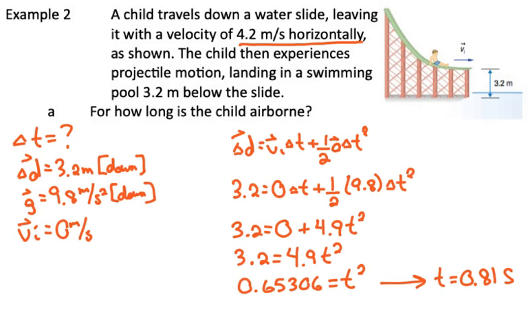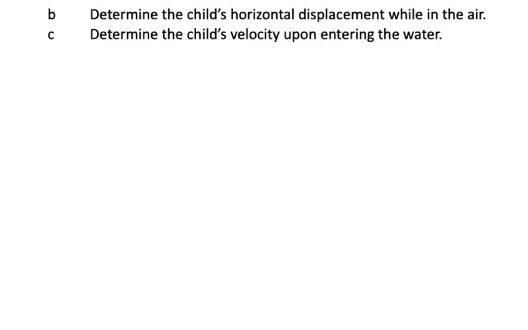Moving on to question B, the child's horizontal displacement while in the air. This relies on the fact that the child's horizontal speed will be a constant 4.2 meters per second in the horizontal direction. Yes, the child will be accelerating and its vertical speed will be increasing, but horizontally it will still be 4.2 meters per second. We just found the amount of time the child is in the air, 0.81 seconds. And we're trying to find the horizontal displacement.